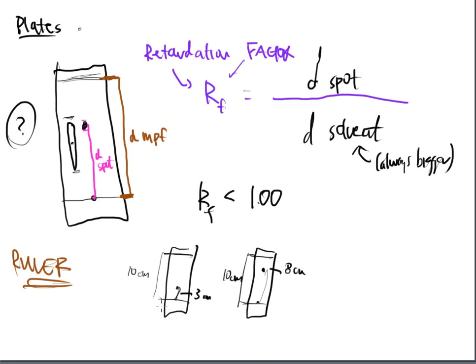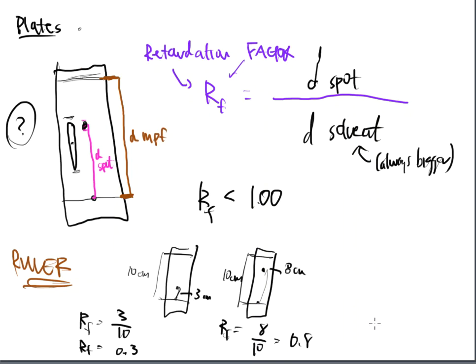Well, then I'm going to come over and I'm going to calculate an RF for each one of these. And what I do is that I take the distance that the spots traveled, 3, and I divide it by the distance that the mobile phase traveled, and that's 10. So 3 divided by 10, that's 0.3. There's my RF for compound A. I do the same thing with my second one. I take the distance that the spot traveled, 8. I divide it by the distance of the mobile phase, that's 10. Well, that basically is a 0.8 RF.